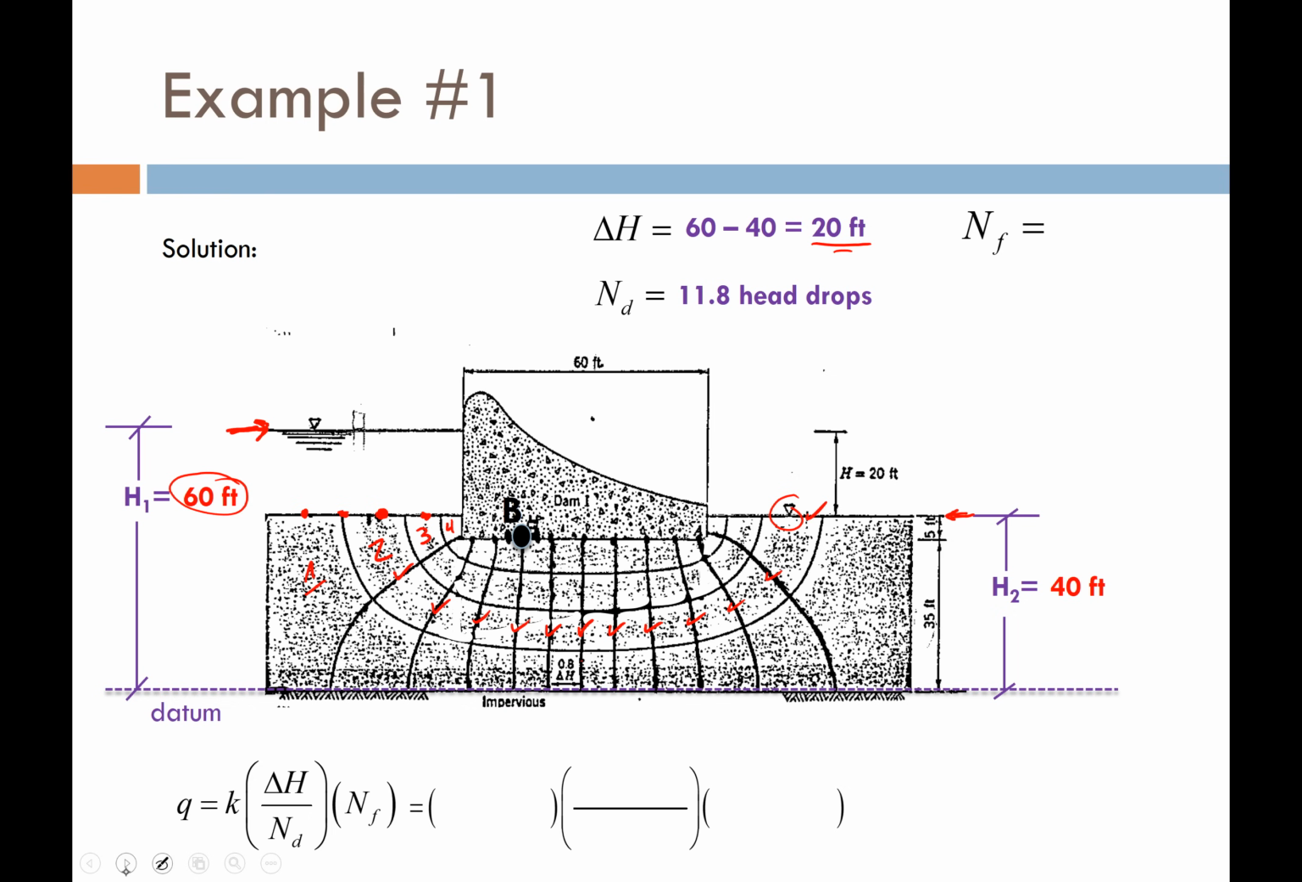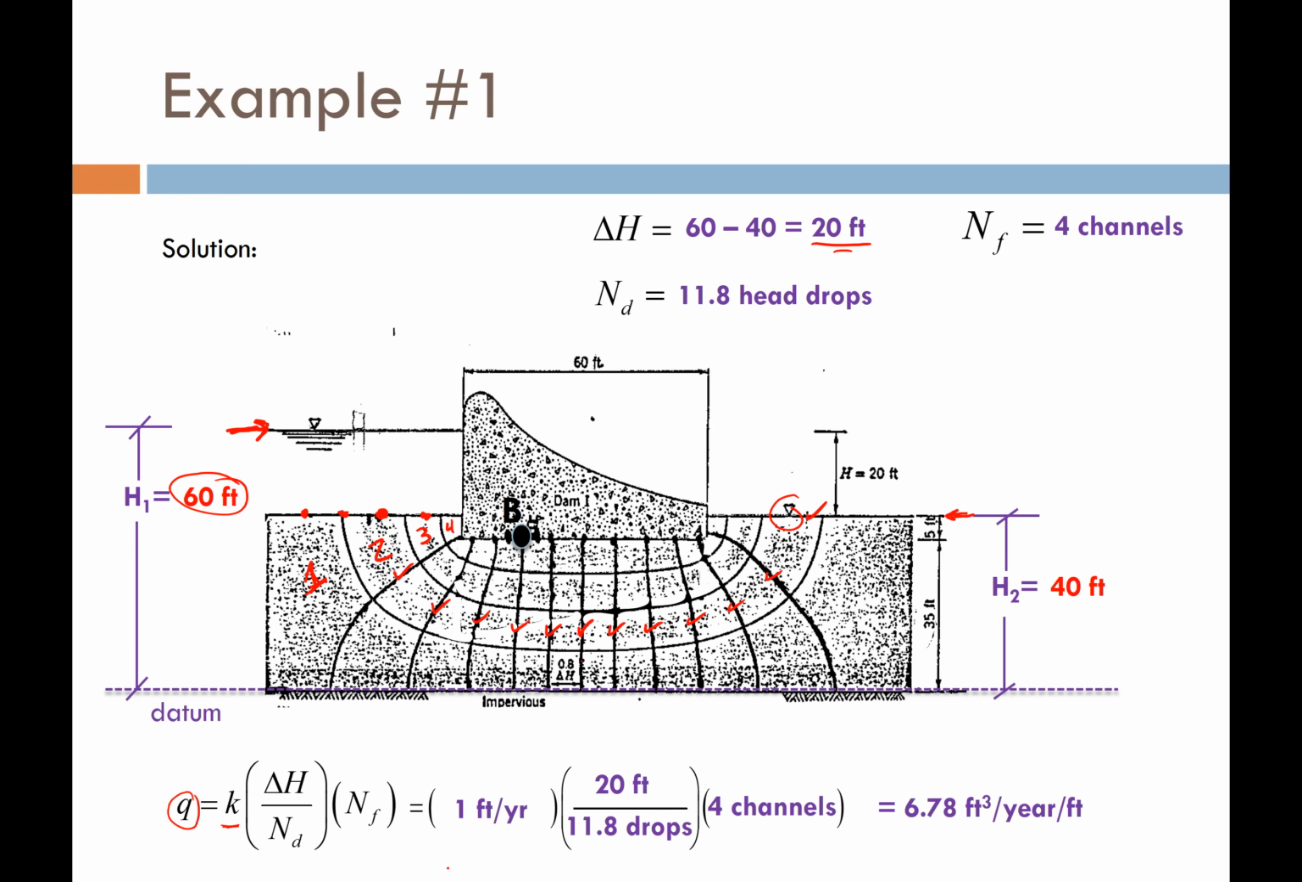And then the number of flow lines on this, again, is 4 channels versus on the quick and dirty one that I drew before, that was 3 channels. So if I wanted to compute the flow for this problem, all I have to do is plug and chug. So remember, hydraulic conductivity is given to us. It's 1 foot per year. The head drop, the total head loss from first to last equipotential lines is 20 feet. The number of drops here is 11.8 drops, and the number of flow channels is 4. And that's going to give us 6.78 cubic feet per year.